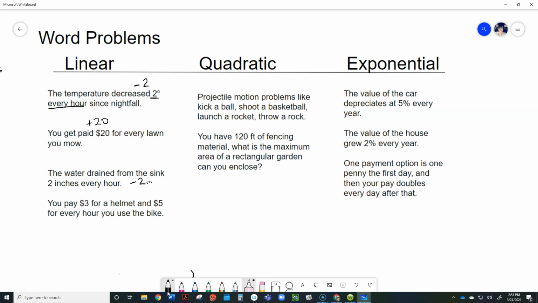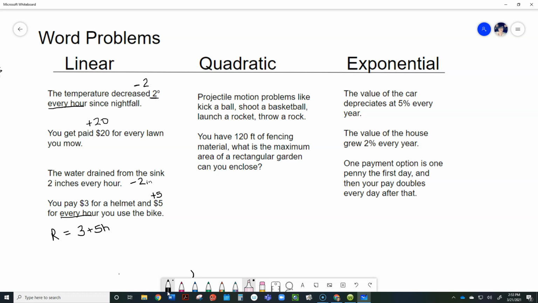You pay $3 for a helmet and then $5 for every hour. So there's that plus 5. The 3 is your y-intercept. So 3 plus $5 for every hour. That's how much money you spent renting the bike. So the rental is $3 plus $5 for every hour. So that's that constant additive change.